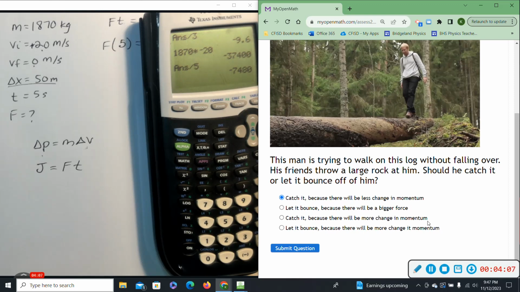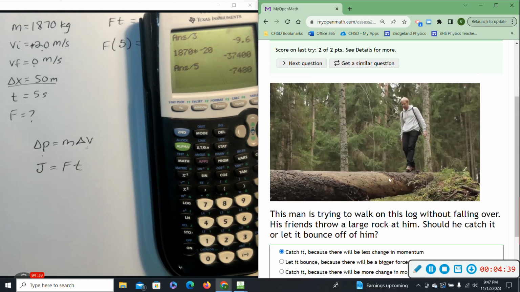Catch it because there will be more change in momentum. That is also true, but again, shouldn't catch it because of that. Okay, you don't want that more change in momentum. Okay, bouncing would not produce more change in momentum. Bouncing does produce this. That's why you don't want to do it. Catching it doesn't do that. Okay, you don't actually have more change in momentum if you catch it. Rather, you would have more change in momentum if you let it bounce, which is why you don't want to do that. You do want to catch it, but this part is not true. That does not happen in this instance. If you catch it, rather, you would have a smaller change in momentum.